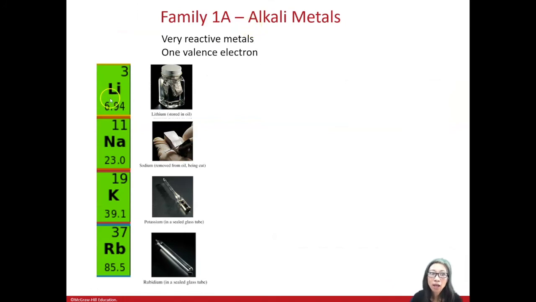Family 1A, these are elements in family 1A, lithium, sodium, potassium, and rubidium. This family has the name Alkali Metals, and they all have in common 1 valence electron. What else they have in common is that they are all metals, because they're to the left of the stair-step line, and because of the 1 valence electron, they are all very reactive.